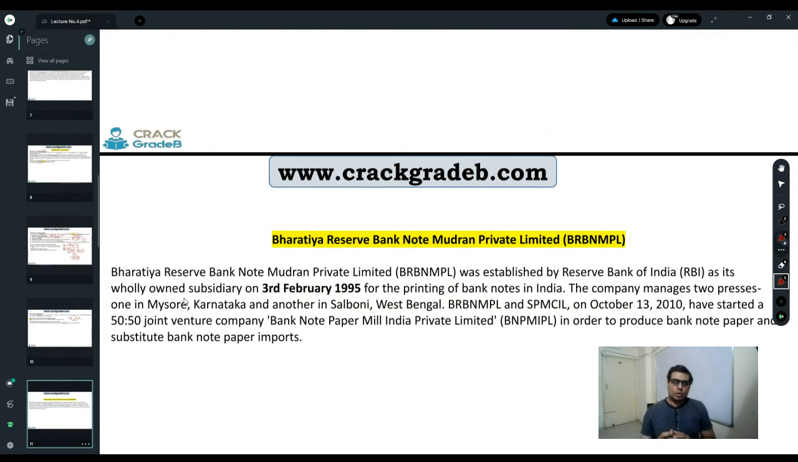Fine. So note printing was started in India, and you know that RBI was established, and RBI got this power to print the currencies, right? So printing of currency in India started in 1928, and later it was transferred to the Reserve Bank of India.